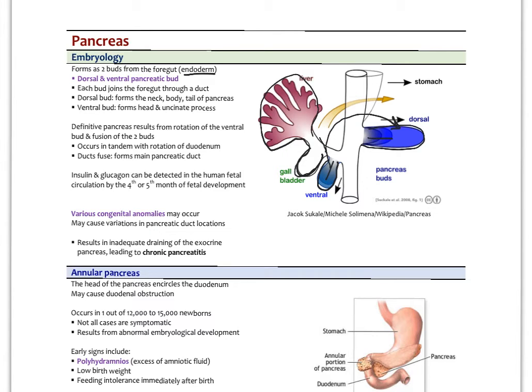Now, insulin and glucagon can be detected in the human fetal circulation by about the 4th and 5th month of development. So we could say the pancreas comes online at that point. Of course, it's not secreting any digestive enzymes at that point because the fetus is not eating. It's through the digestive system, but that will, of course, come on after birth.